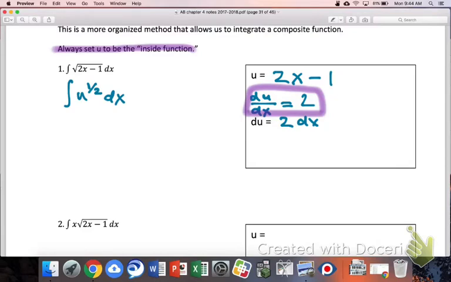If we're honest about this, I have not completely substituted yet, right? Because I've got a u and an x in my integrand. I want to complete the substitution. I want to get rid of the dx. Does anybody see what I could put in place of the dx? Like, what's equal to dx?